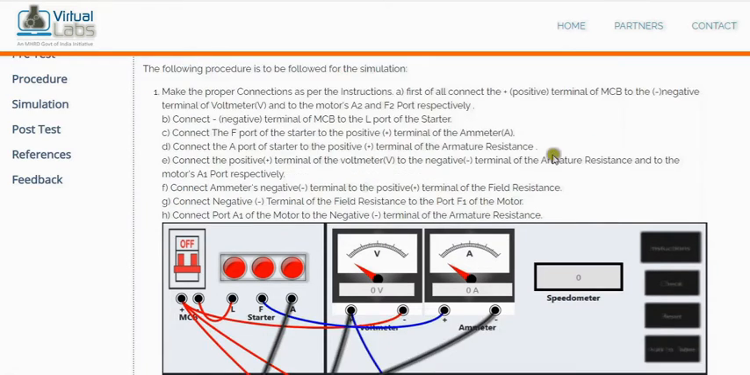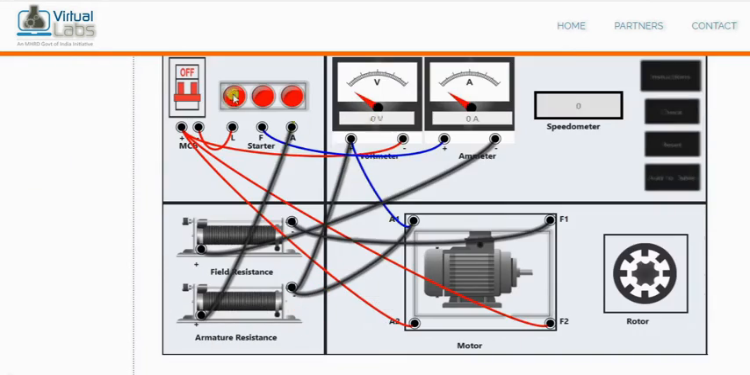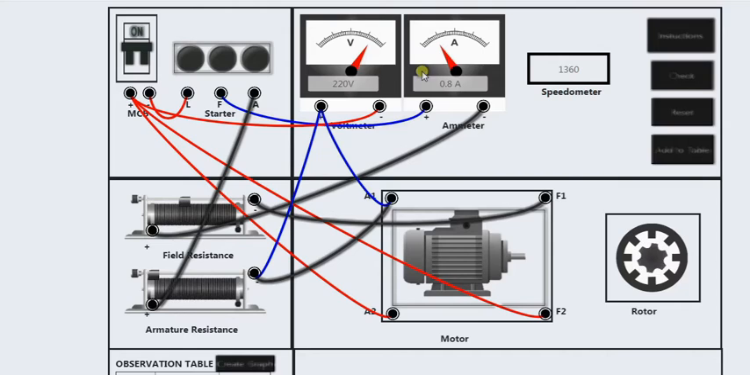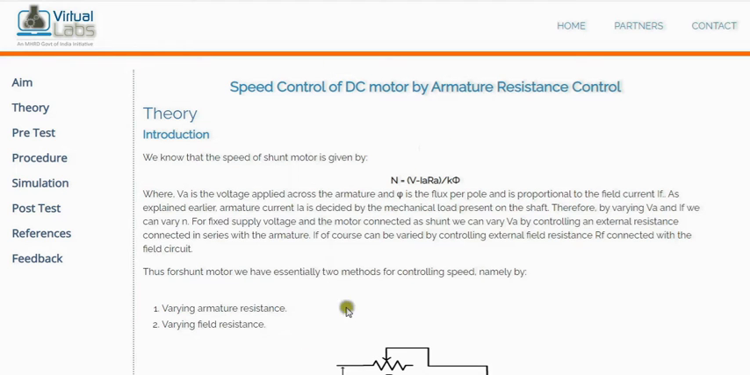We have to connect the circuit diagram as per the instructions given here, and then the theory is there, and then the simulation. This is the theoretical part, speed control of DC motor by armature resistance control. We know that the speed of a shunt motor is given by N equal to V minus Ia Ra upon flux.